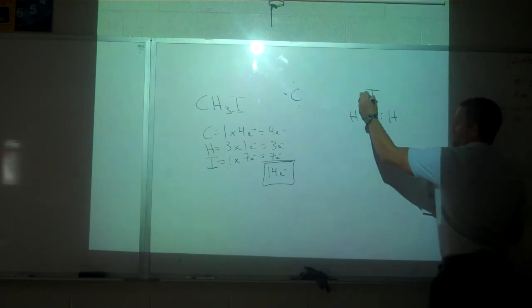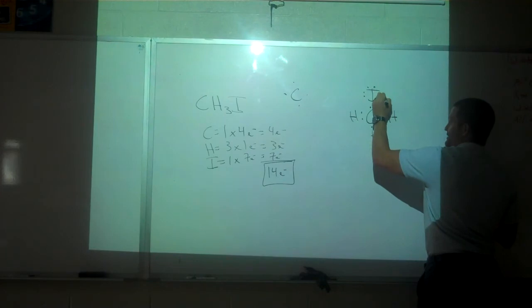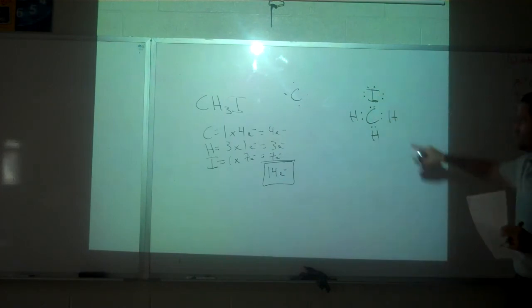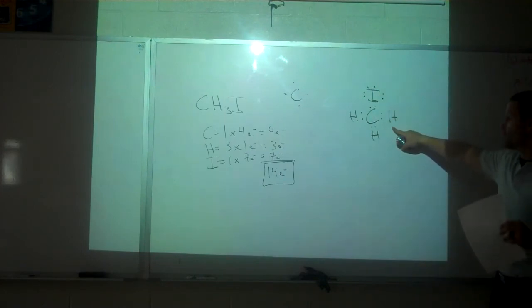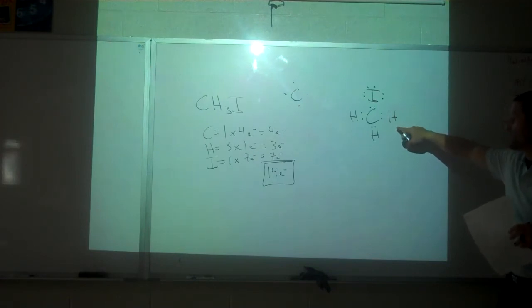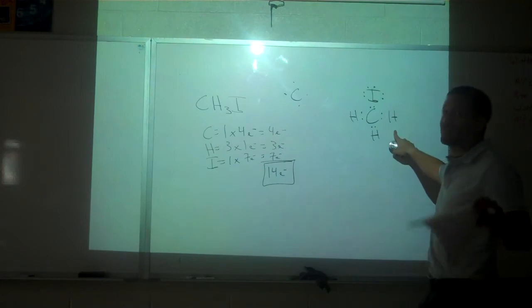Now, I have to octet this guy because this still needs 8. These guys don't, because they only need 2 to become noble, right? To have an electron configuration of helium, to be a noble gas. They still have the same number of protons. Remember, we're not changing the number of protons, we're only messing with the electrons right now.